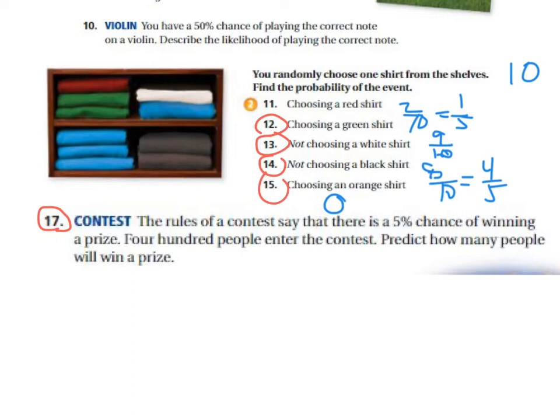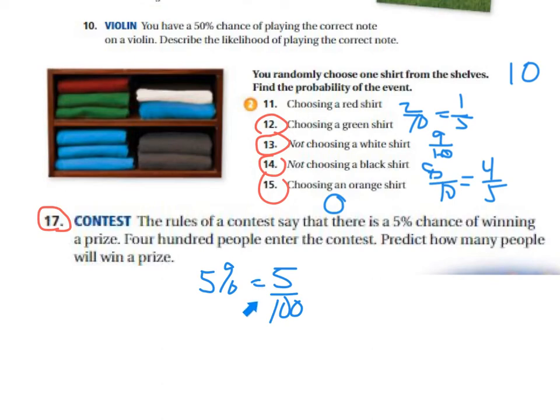Well, what you can do with this is called making a prediction by using the probability you already know. So we know 5% as a fraction is 5 over 100. So that means 5 people out of every 100 would have a chance of winning the contest.